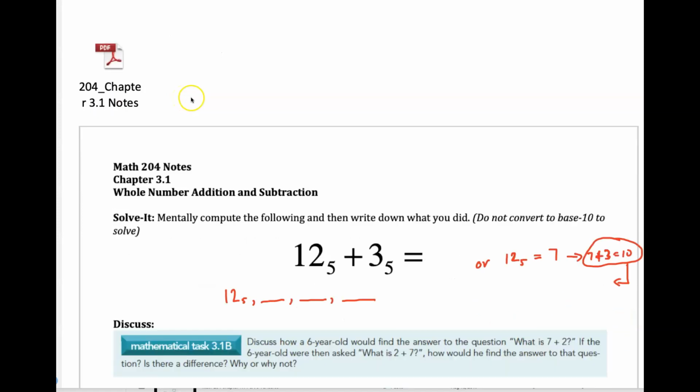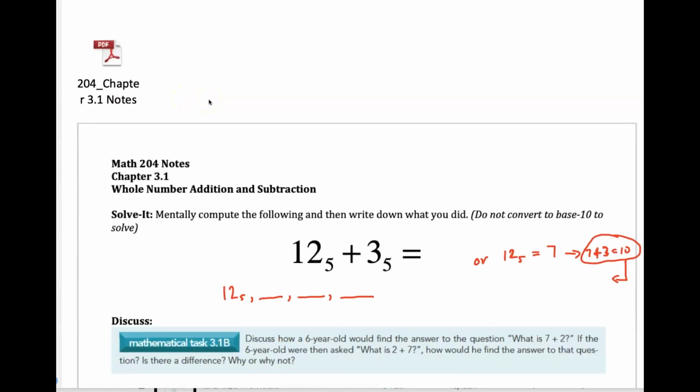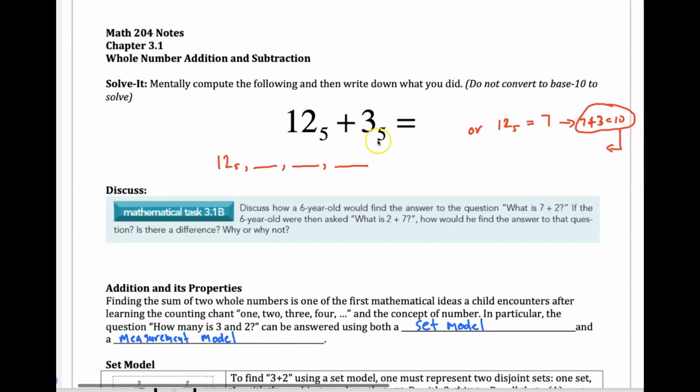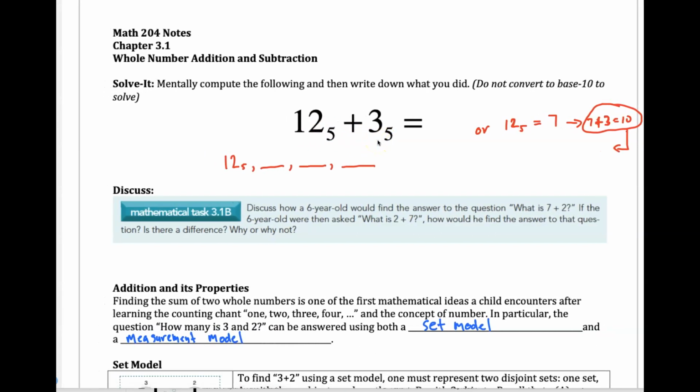Let's look at Chapter 3.1, Whole Number Addition and Subtraction. We're going to start with, if it were in class, a warm-up question here: 12 plus 3 in base 5. What is that number? If you want to think about it quickly without converting, one method would be to count up from 3. That would be one way to solve that.